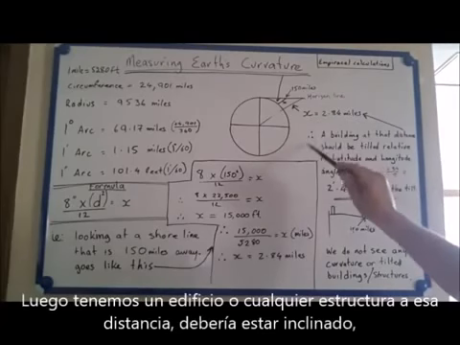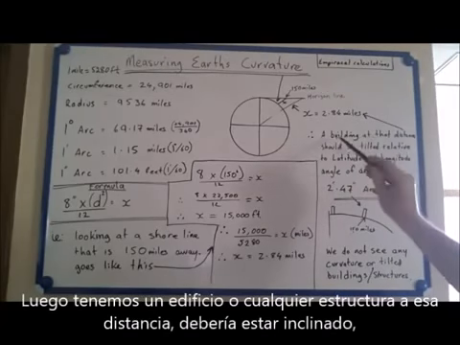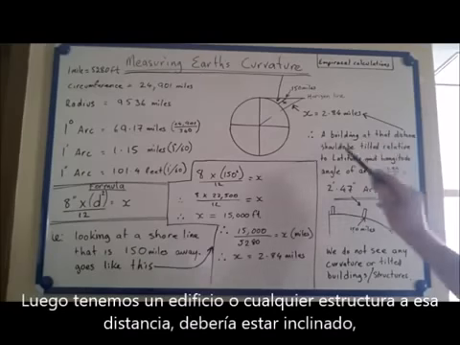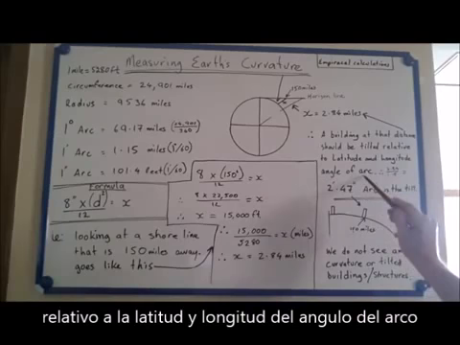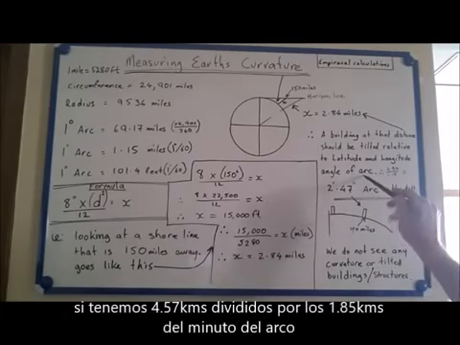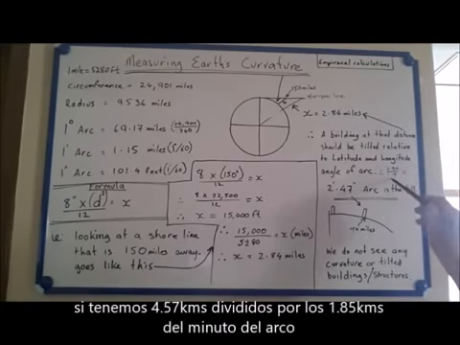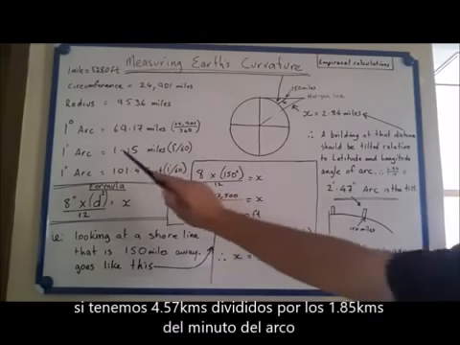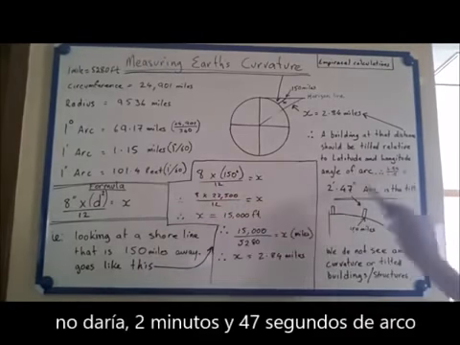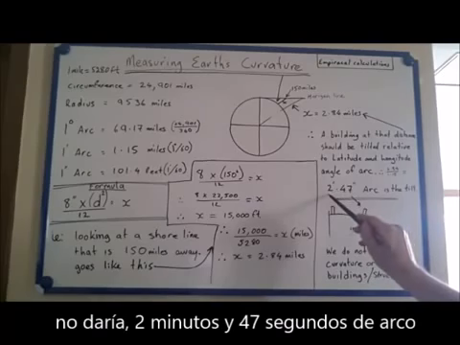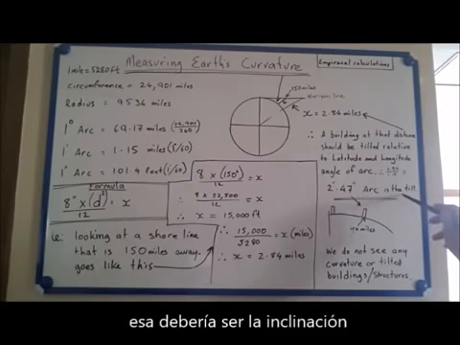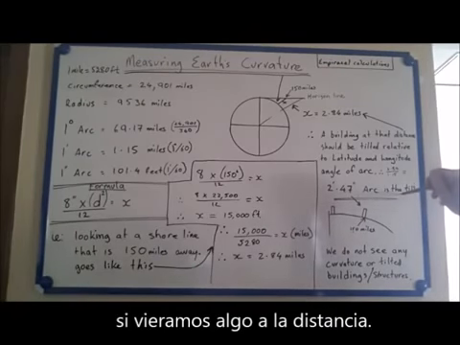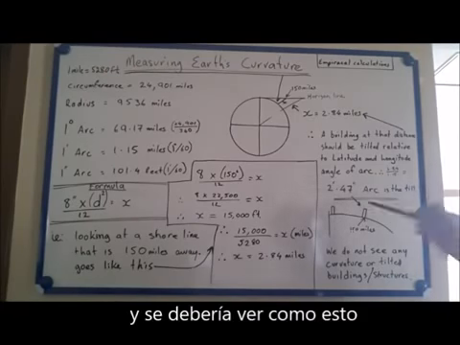Of course, therefore, a building at that distance, or any structure that's straight, should be tilted relative to the latitudinal and longitudinal angle of arc. Of course, 2.84 miles divided by minutes of arc will give us 2 minutes and 47 seconds of arc. That should be the tilt, if we saw anything at that distance. And it should look something like this.